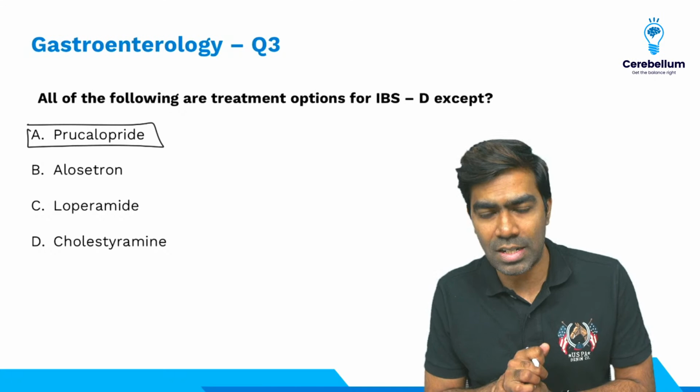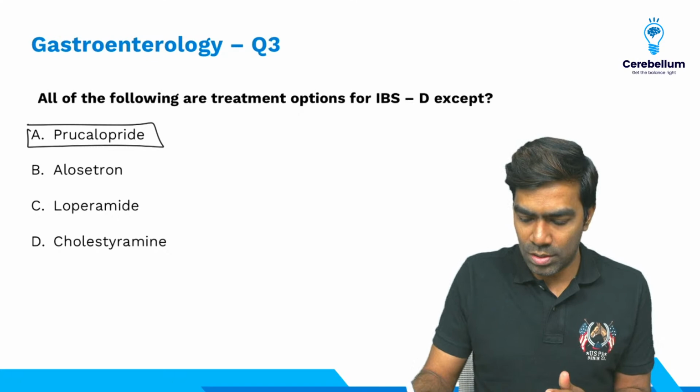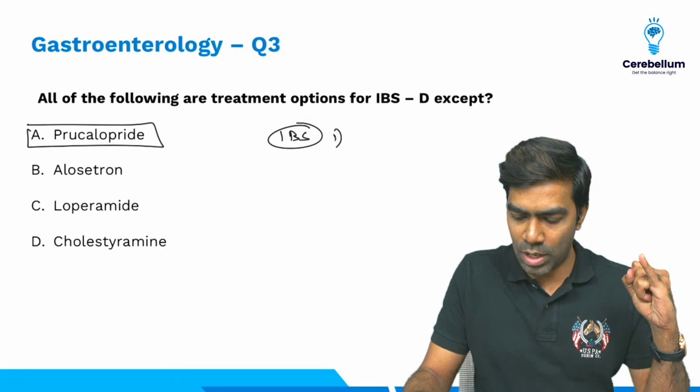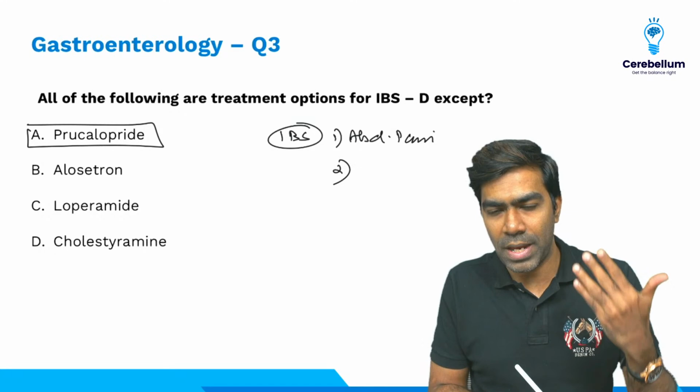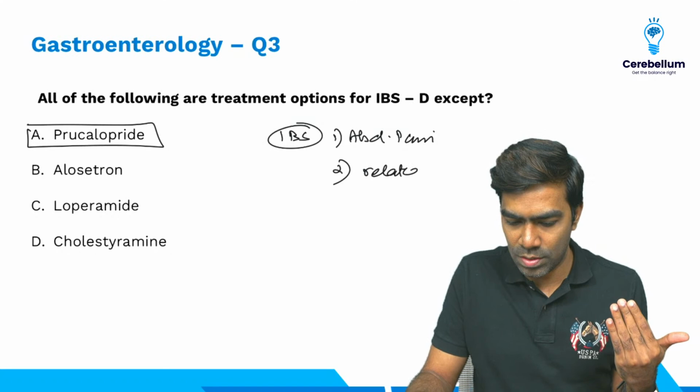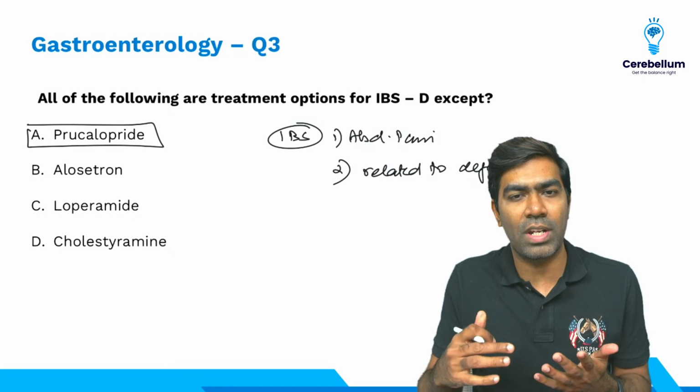So how will you diagnose IBS based on Rome 4 criteria? Number one, abdominal pain, that's mandatory. It should be there for at least 3 months. Along with that, the patient should have pain that is related to defecation. Either the pain will increase with defecation or the pain will decrease with defecation.